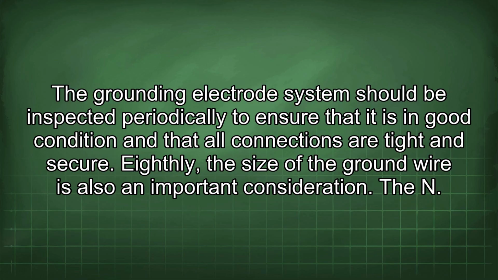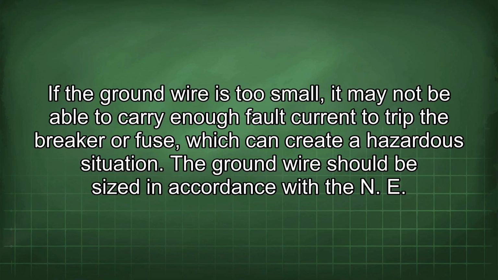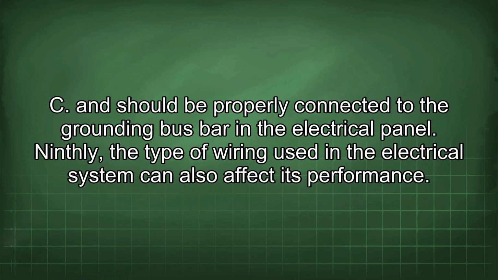Eighthly, the size of the ground wire is also an important consideration. The NEC specifies the minimum size ground wire that is required for each circuit based on the size of the circuit breaker or fuse. If the ground wire is too small, it may not be able to carry enough fault current to trip the breaker or fuse, which can create a hazardous situation. The ground wire should be sized in accordance with the NEC and should be properly connected to the grounding bus bar in the electrical panel.